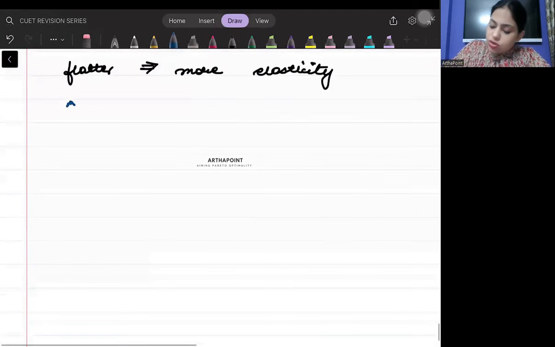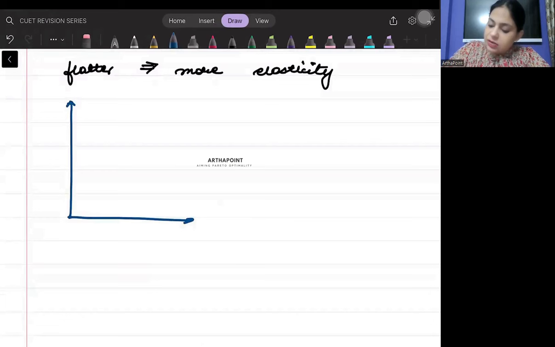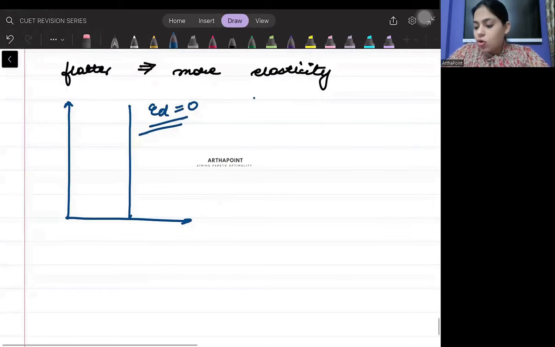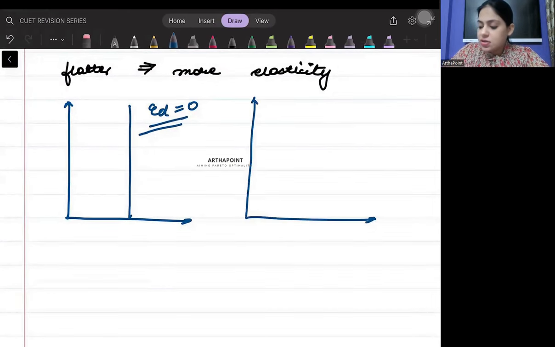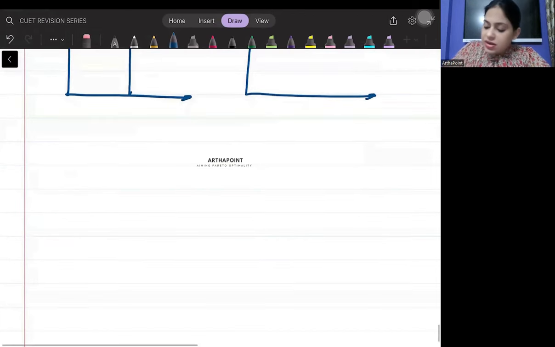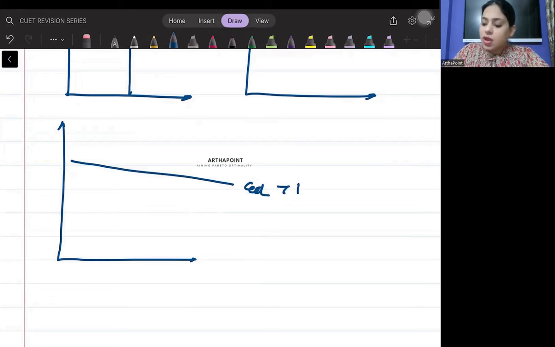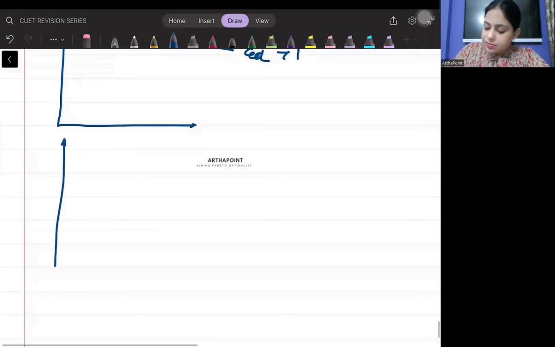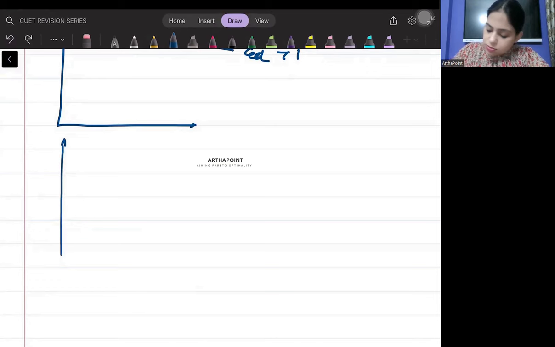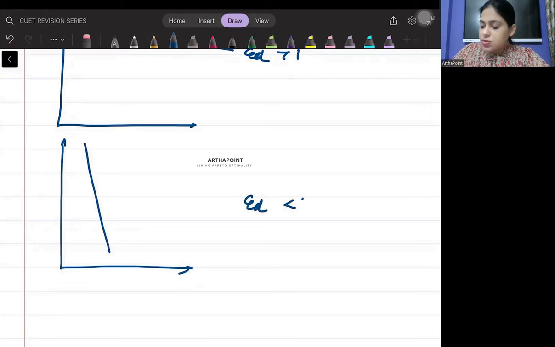तो ये समझने की कोशिश करो कि अगर मेरा डिमांड कर्व ऐसा है तो इलास्टिसिटी हो जाती है 0, और अगर डिमांड कर्व ऐसा है तो इलास्टिसिटी हो जाती है इंफिनिटी. बट अगर डिमांड कर्व फ्लैट है, इलास्टिसिटी मोर देन 1, और अगर डिमांड कर्व स्टीप है, तो इलास्टिसिटी लेस देन 1.